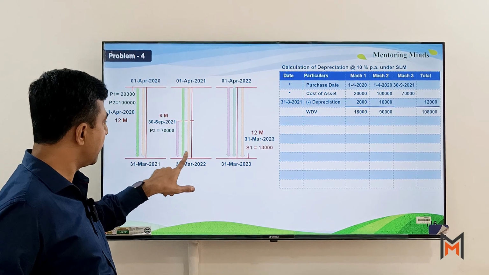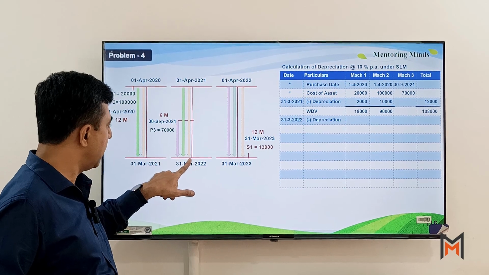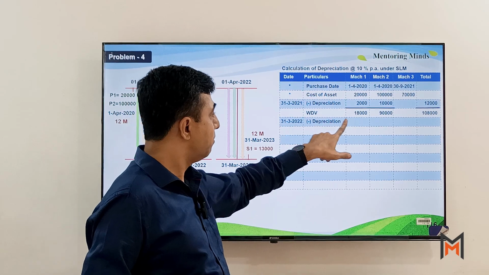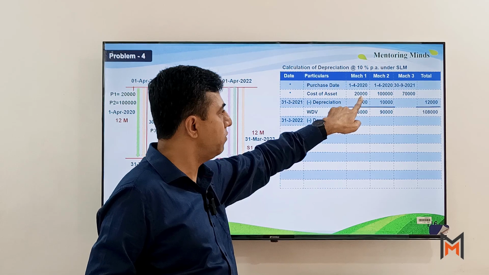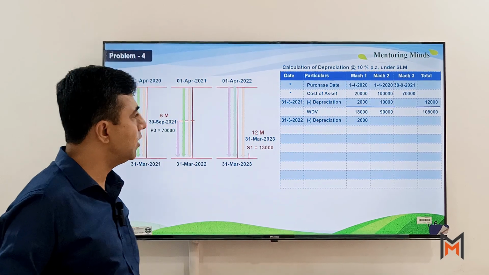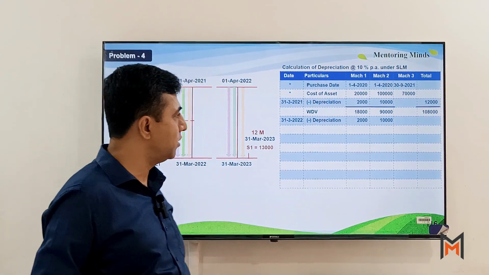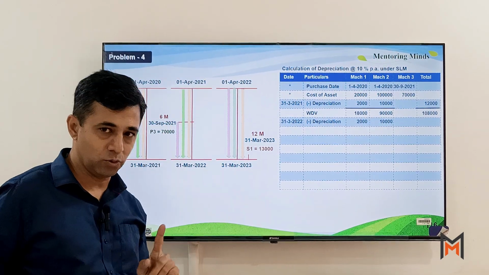In the second year there are three assets at the end of the year. The first asset we utilized for 12 months, so depreciation for 12 months. But remember, depreciation for 12 months, the method is SLM. So we will charge depreciation on 20,000. So 10% of 20,000 is 2,000. 10% of 1 lakh is 10,000. And remember, 10% of 70,000 is 7,000.